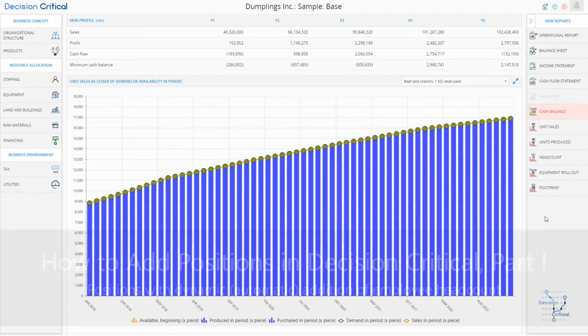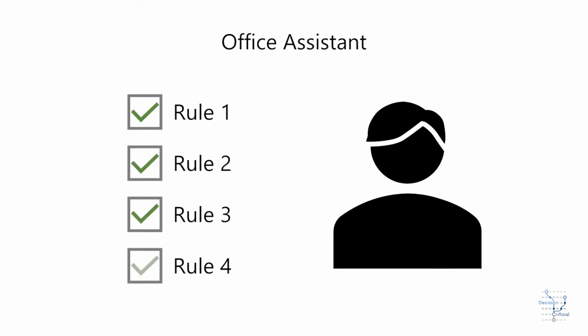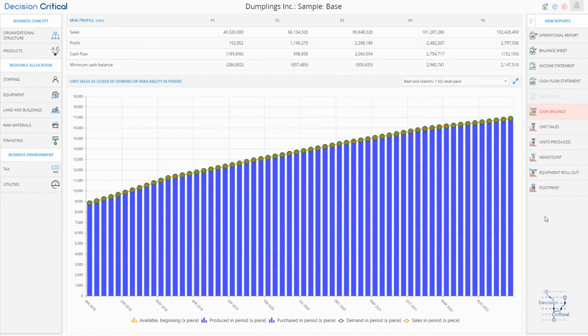A position in Decision Critical is a defined role within an organization with a specified set of rules, for example, an office assistant. You can have several employees working in the same defined position in one department. Decision Critical allows you to create positions and define set rules for that position. The system will automatically assign the defined set of rules to every employee added to the position.